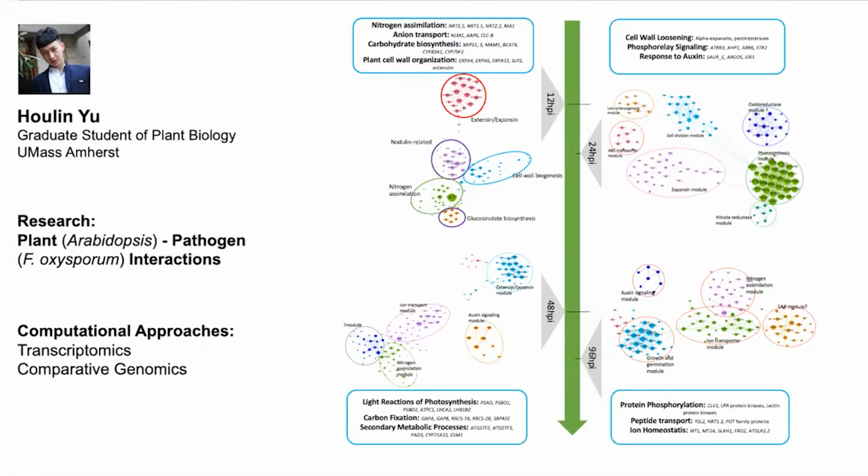My research topic is plant pathogen interactions using Arabidopsis and Fusarium oxysporum as a model system. I have been taking computational approaches such as transcriptomics and comparative genomics. Here I am showing a protein-protein interaction network computed at MGHPCC, reflecting how plants respond to the fungal stimuli.